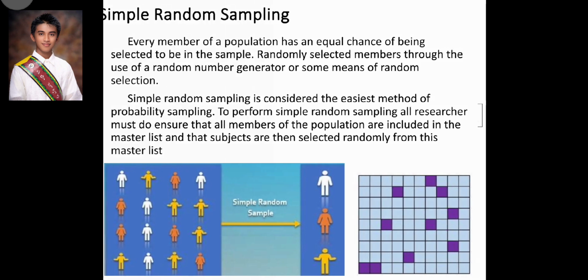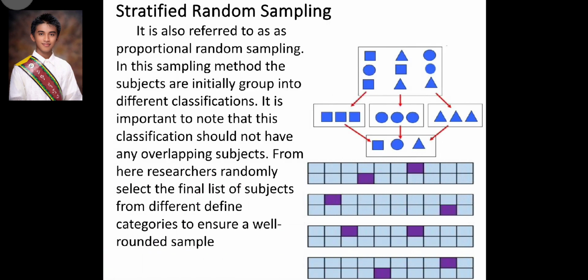So next is the stratified random sampling. It is also referred to as proportional random sampling. In this sampling method, the subjects are initially grouped into different classifications. It is important to note that this classification should not have any overlapping subjects. From here, researchers randomly select the final list of subjects from different defined categories to ensure a well-rounded sample.